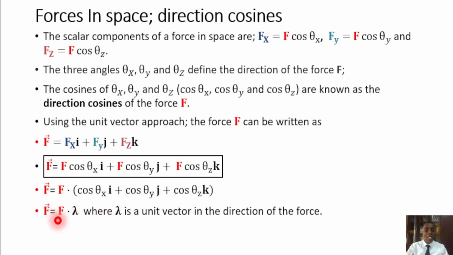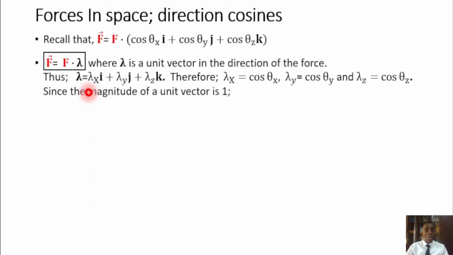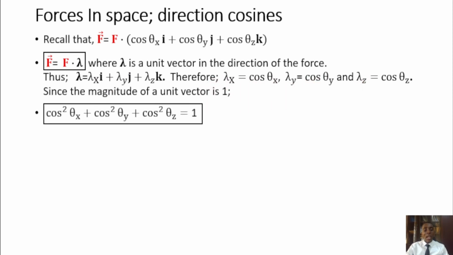And so I can multiply this force F, when I know the scalar, by a unit vector in the direction of the force. Clearly, the unit vector can also be represented by lambda x, lambda y, and lambda z, meaning that the unit vector components themselves represent the direction cosines. Now very important, look at this relationship here: cos squared theta x plus cos squared theta y plus cos squared theta z equals 1. This is coming from the fact that the unit vector has a magnitude of 1. So if I take the magnitude of this vector, I'll get this.